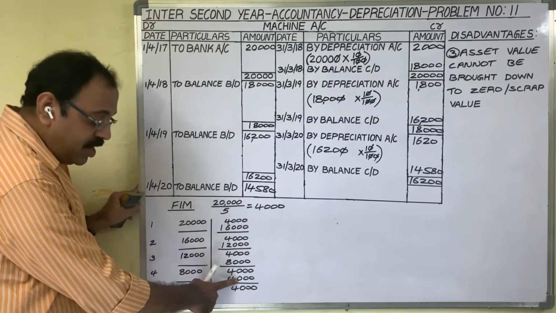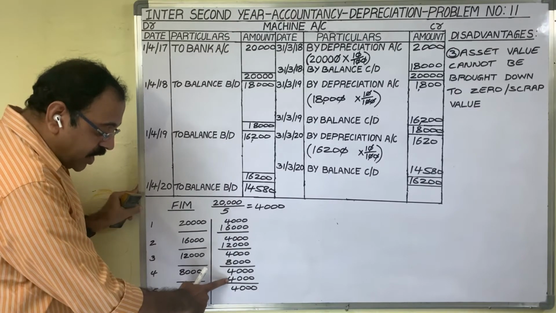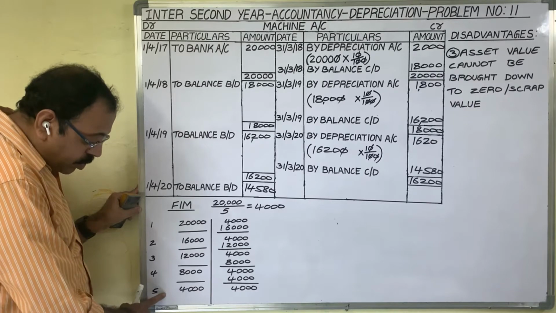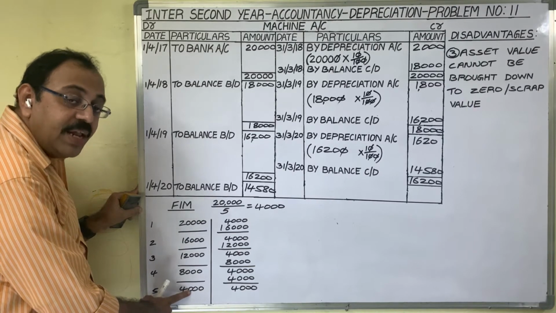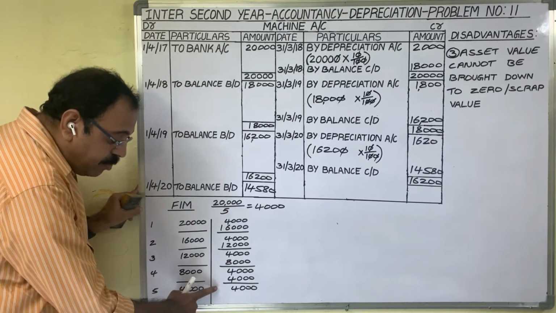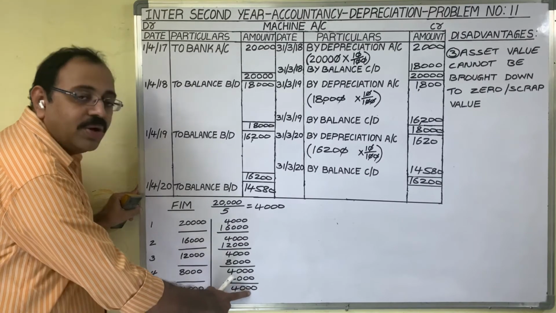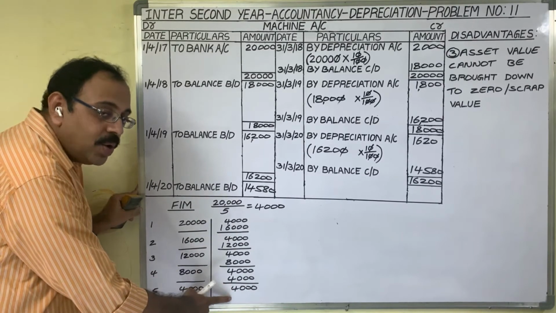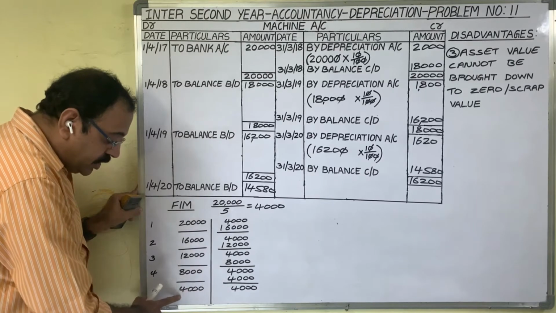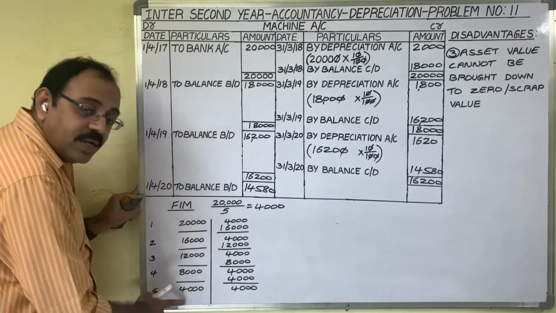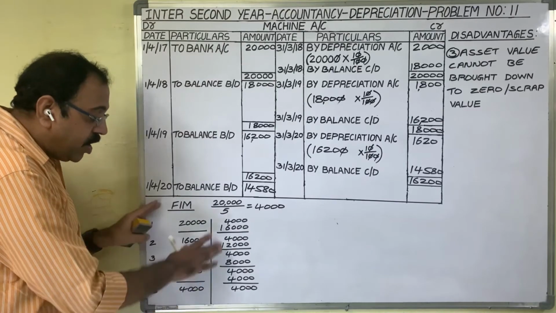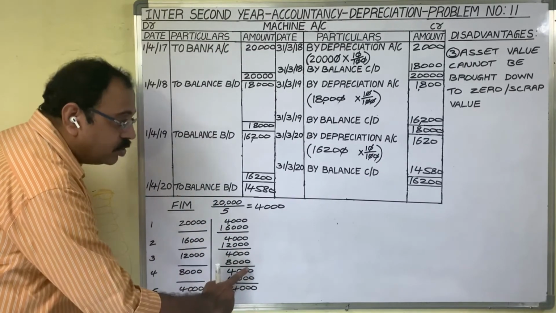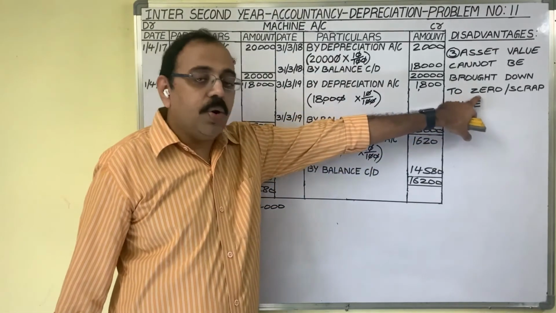Come to the last year. The credit side balance carried down, you should bring on the debit side. To balance brought down 4,000. And in the fifth year, credit side by depreciation 4,000. Is there any balance in the account at the end of the year? No. So debit side and credit side amounts are the same. Means the account is closed. The balance in the account came to 0.